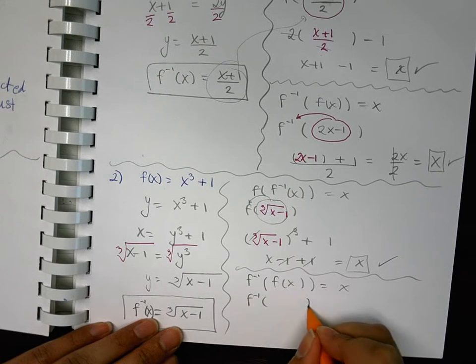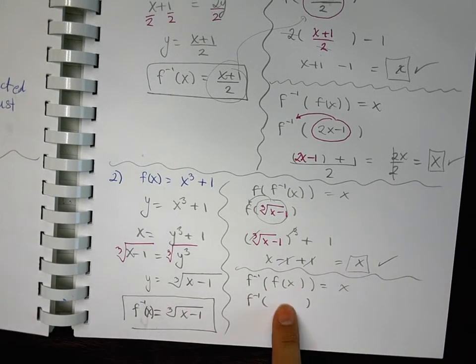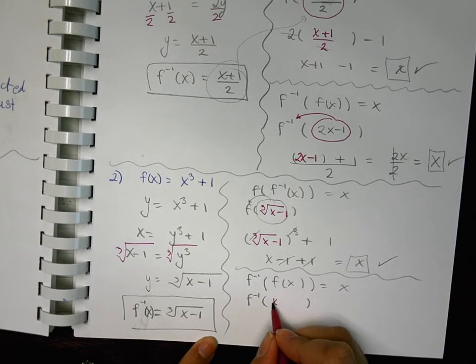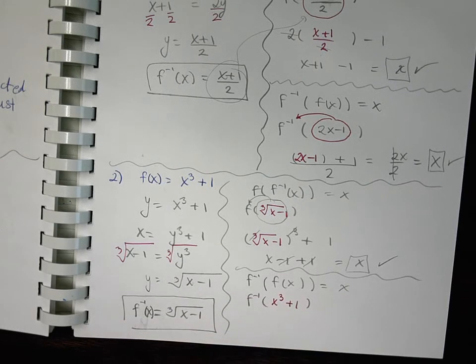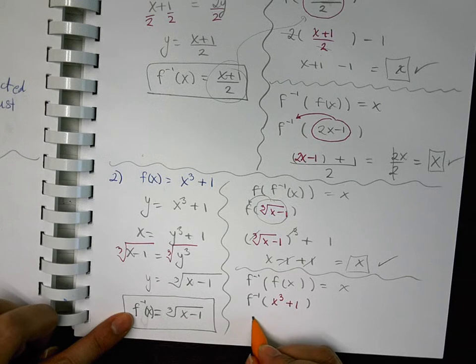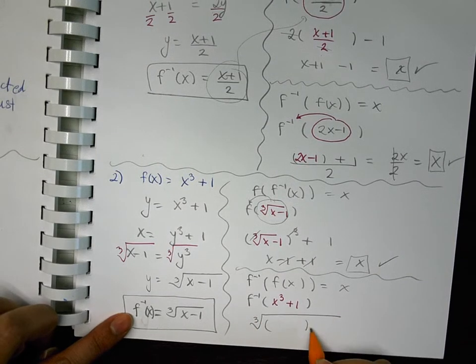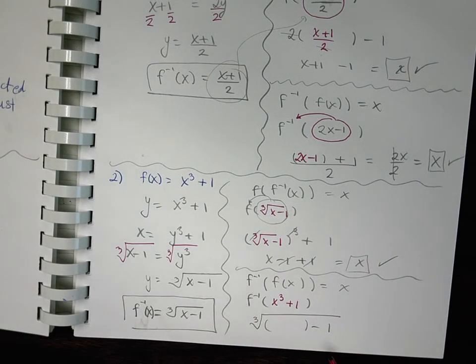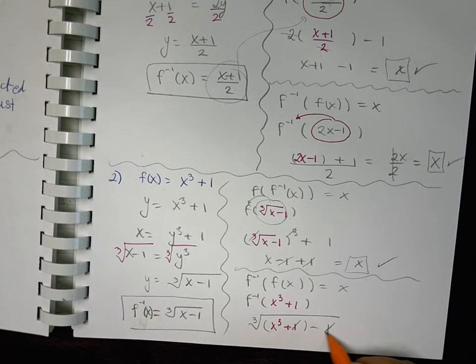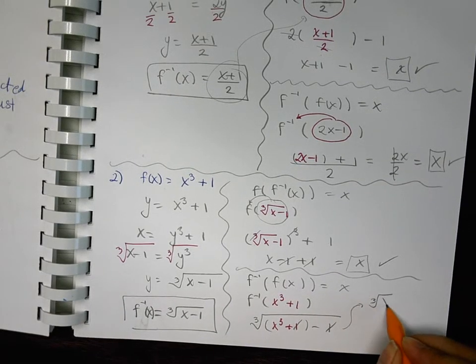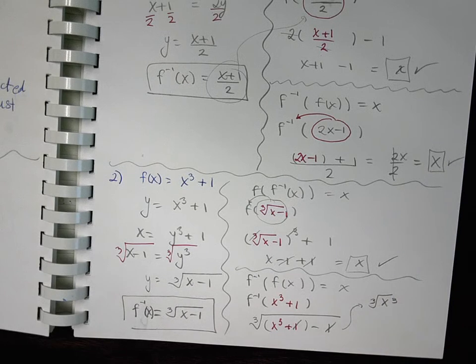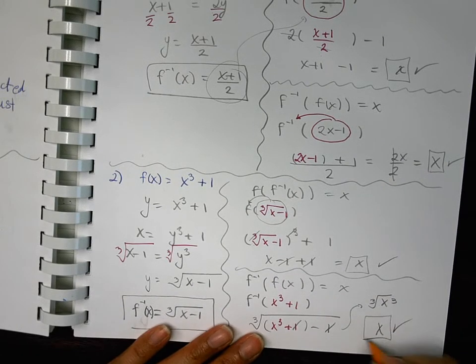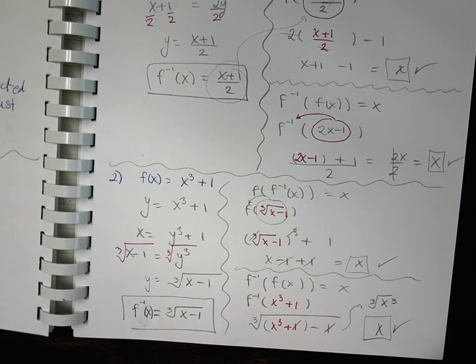Did it work? F inverse, what did you plug in here for the parentheses? What is f of x? X cubed plus 1. Then you go to your inverse function, which is the cube root of blank minus 1. And what goes in the blank? X cubed plus 1. And what ends up happening? And I'm left with the cube root of x cubed, which is x. All right. Okay, again, you don't have a whole lot of these, but does it make sense?